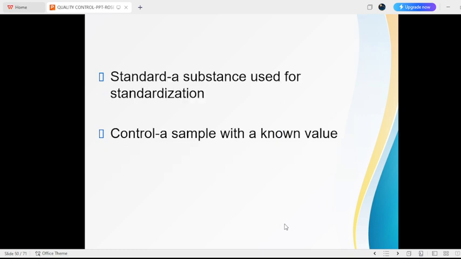Next is standard. All the time we are hearing in quality control: standard, control, reference. So what is a standard? A substance used for standardization is known as a standard. A control means a sample with a known value, and this known value is provided by the manufacturer.